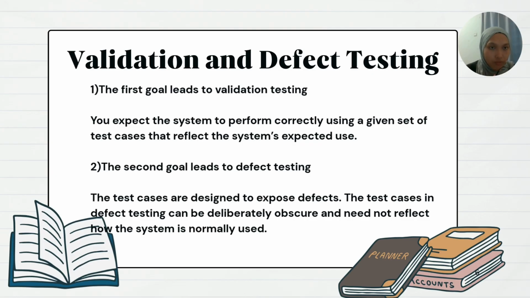Next, we proceed with validation and defect testing. The first goal leads to validation testing, where you expect the system to perform correctly using a given set of test cases that reflect the system's expected use. The second goal leads to defect testing. The test cases are designed to expose defects, and the test cases in defect testing can be deliberately obscure and need not reflect how the system is normally used.